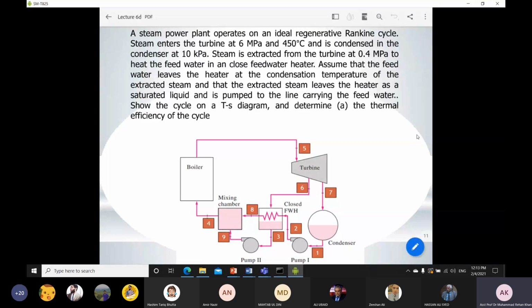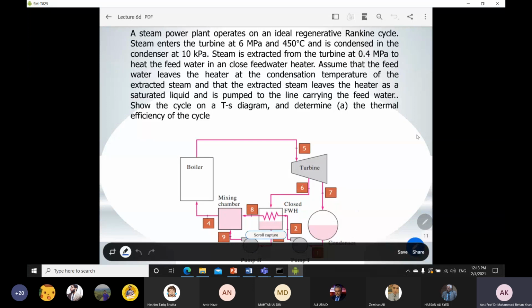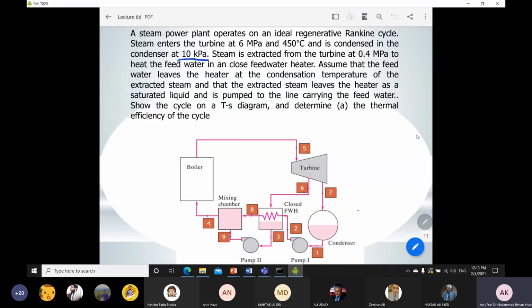Okay, so this is the same question we already solved in this lecture, but the only difference is that previously the pressure was 20 kilopascal.